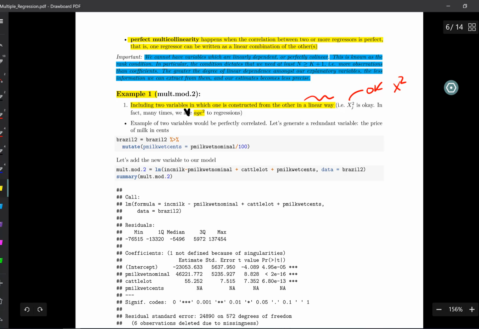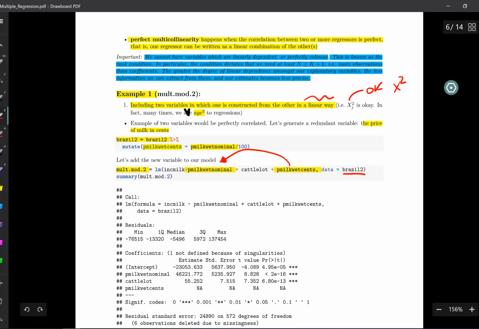The example I want to give you is of two variables that would be perfectly correlated. Let's be redundant and think about the price of milk in cents. So within the Brazilian data, I'm going to create a new variable called p milk wet cents, which takes the price of milk during the wet or rainy season and just divides by 100. Then I'm creating a new model, I'm going to call it mult.mod.2, and I add that new price. But notice that I kept the previous price. And the way I created this variable, it was linearly constructed from the price of milk during the rainy season.